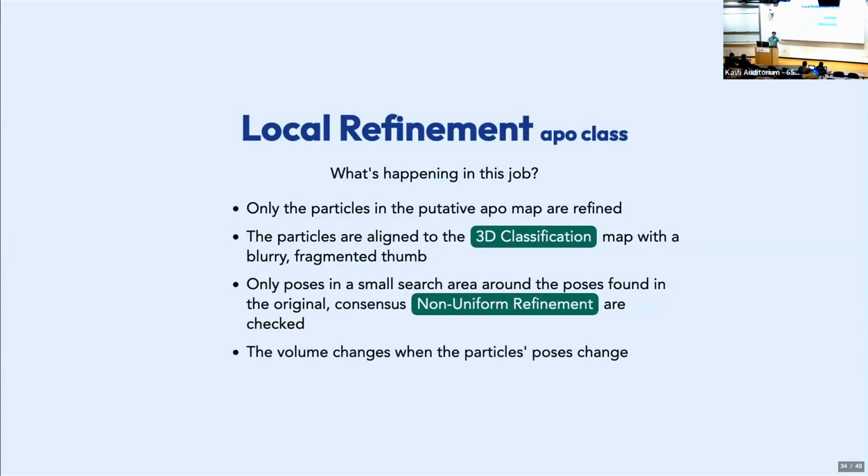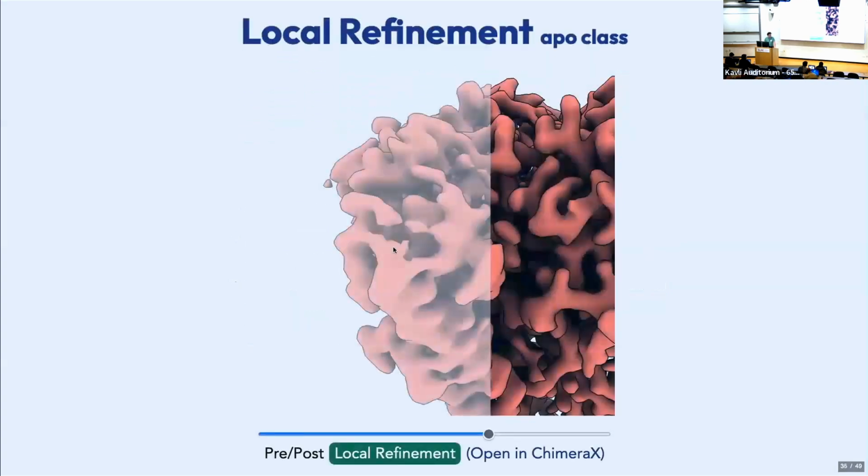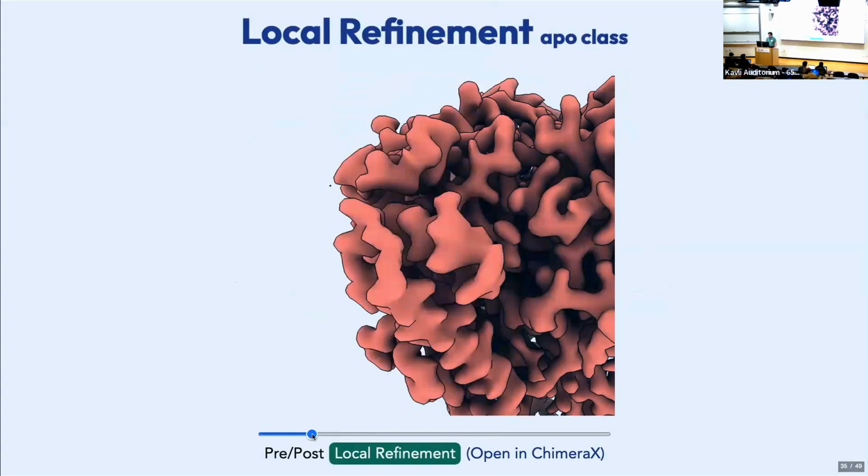And the volume changes when the particles' poses change, right? We're not doing any classification here, so it's just as we align those particles, the volume changes, and we iterate that, right? So on the left, in faded red, is the volume from 3D classification. And on the right, in dark red, is the result of our local refinement. And I get to do the fun little reveal where I say, boom, it worked exactly as we expected, right?